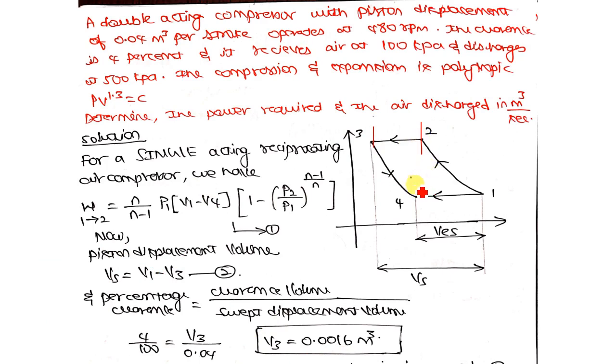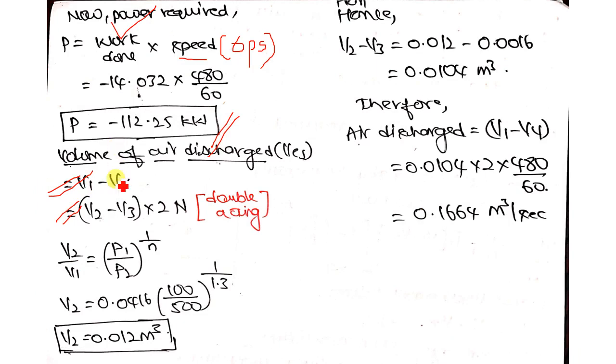Okay. So, that is why I can write V1 minus V4 as V2 minus V3 into speed. For one particular stroke you will be getting 1 or 2 volume outputs. That is why, as it is double acting, you have to multiply it by 2 here. You do not know the value of V2, I guess. So, you can calculate it from the PVT conversion equation, applying it for the process 1 to 2, which is polytropic compression, the same as we applied for the expansion process from 3 to 4. So, you will get V2 as 0.012 meter cube.